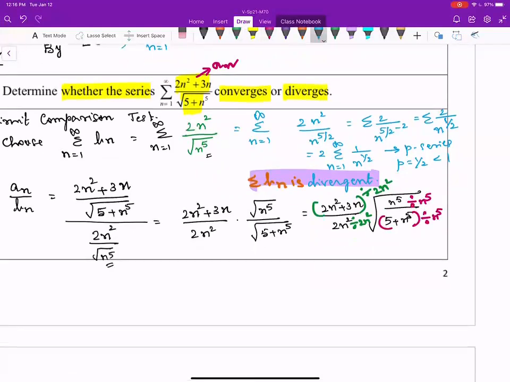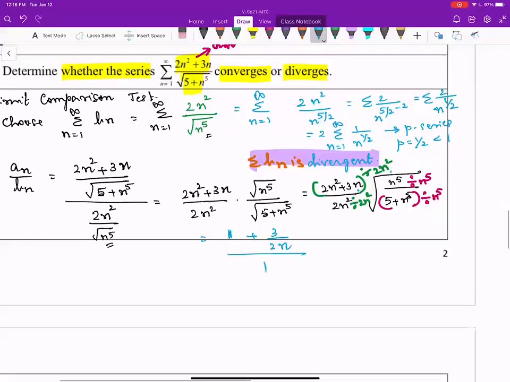So we get 2n square over 2n square, which will be 1, plus 3n over 2n square, so 3 by 2n. That is 3n divided by 2n squared, so n gets cancelled out, and you just get 1 n in the denominator. And 2n square over 2n square is equal to 1, and square root of n to the power 5 over n to the power 5 gives 1. Then you have 5 divided by n to the power 5, which becomes 0, and n to the power 5 over n to the power 5. So this is just this ratio an over bn.